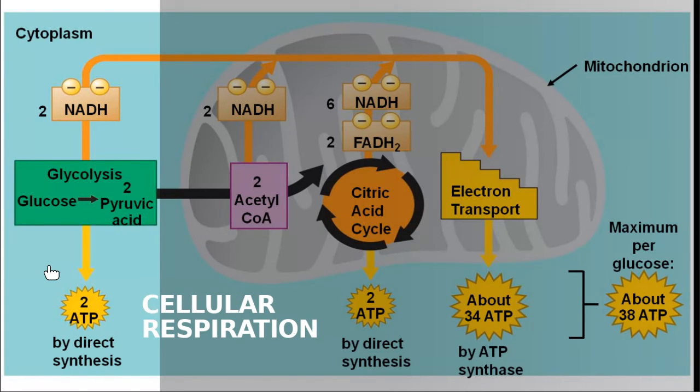Okay, good. So we go from our prep step, which is our second step, to the citric acid cycle. Who can tell me what's going on in the citric acid cycle? So acetyl-CoA combines with something else to form something.